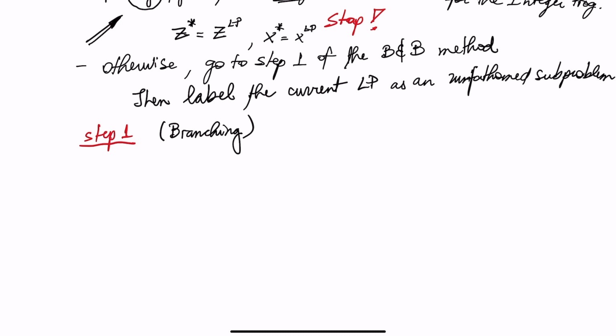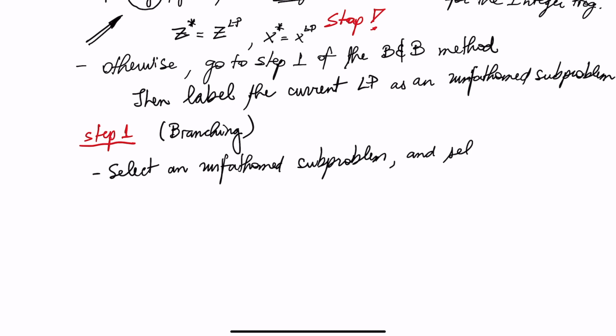Here, in the branching, we're going to select an unfathomed subproblem. And then, in this unfathomed subproblem, we will select an element of that decision vector from the LP relaxation result, such that this element is a fractional one.